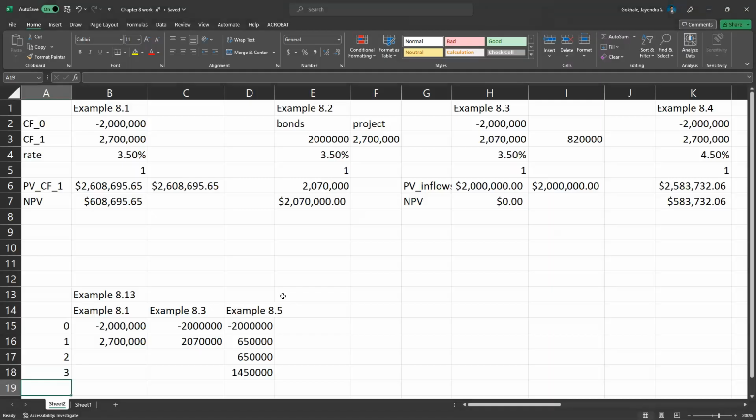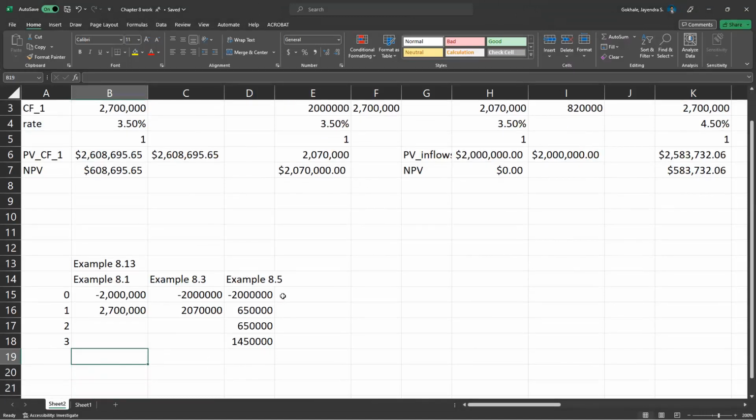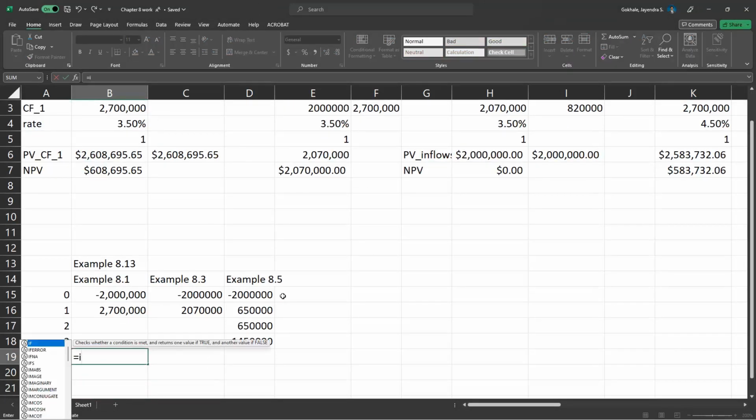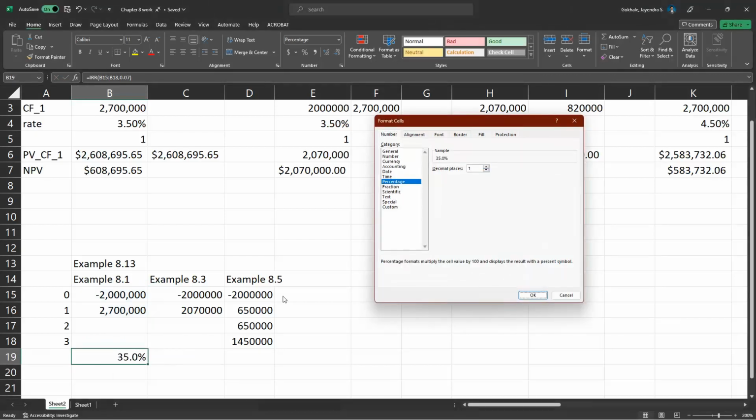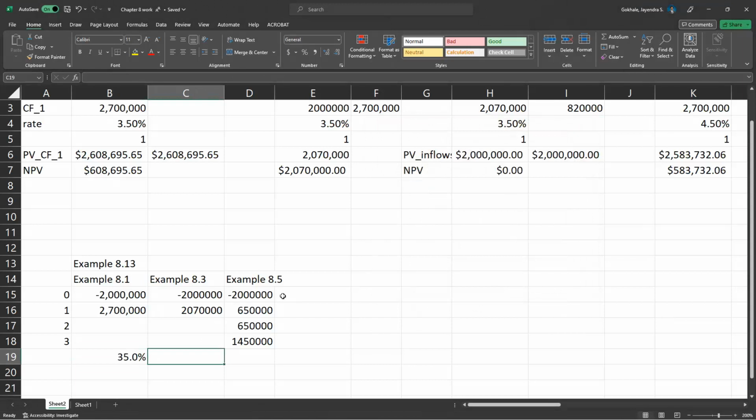So I laid out these examples in Excel like so, and what we need to do is type equals IRR, the function is IRR, select the cash flows and make a guess, whatever, 0.05 or 0.07, whatever you like, and it's going to give you an answer. I like to keep it at 1 decimal, but feel free to not keep it at 1 decimal, and then Control R.